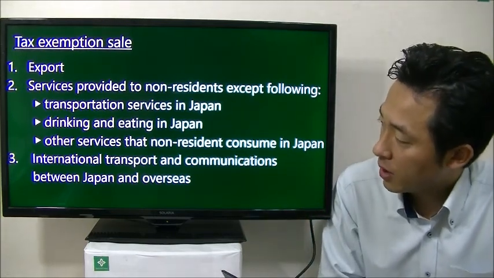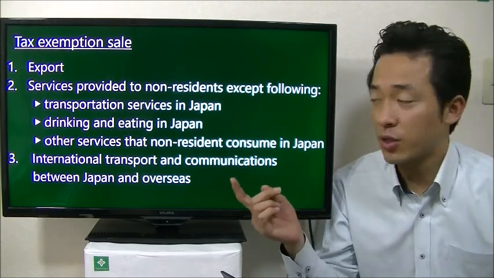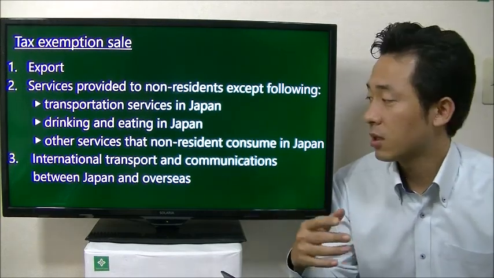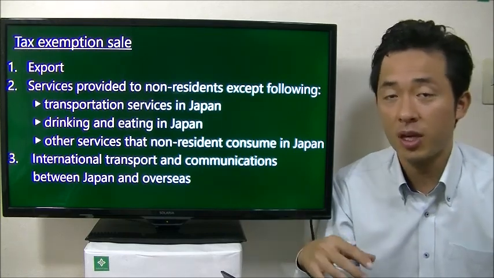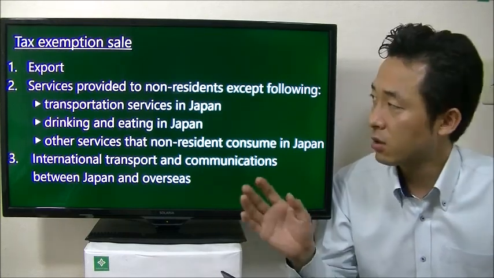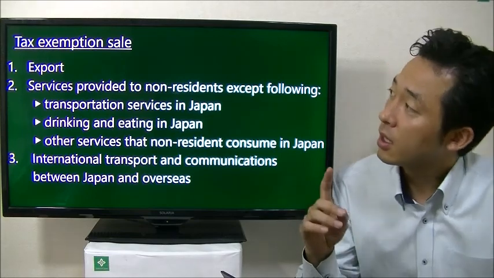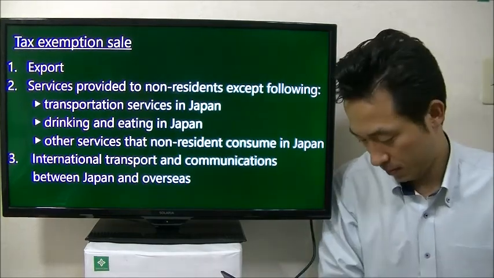The third type is international transportation, like airplanes or ships, and communication services between Japan and overseas, like a telephone. Those are treated as tax exemption sales.